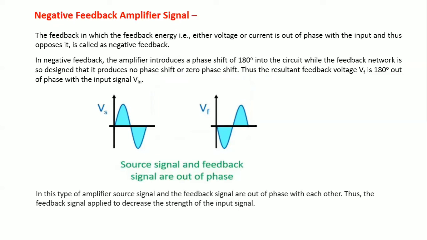Now the signals for the negative feedback amplifier. Here we observe that the source signal and the feedback signal are out of phase. If we show a positive cycle at the input, at the output we observe the negative cycle. So the phase difference is 180 degrees.